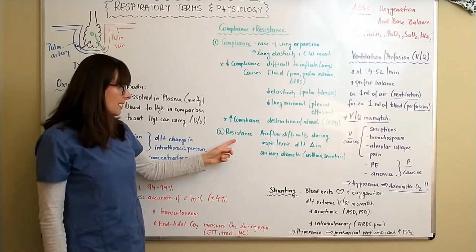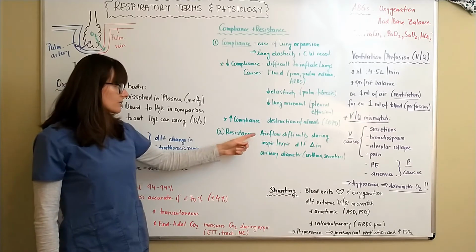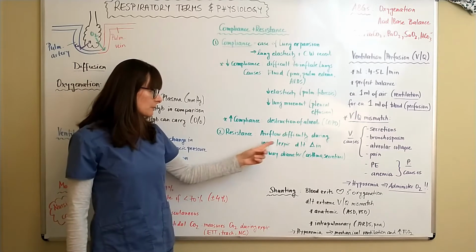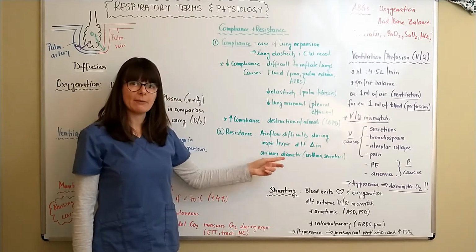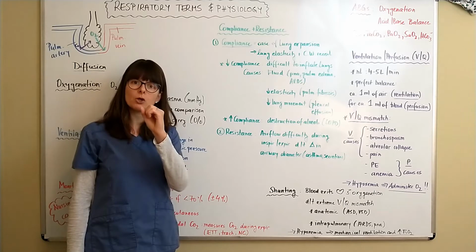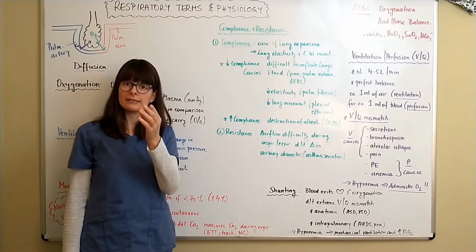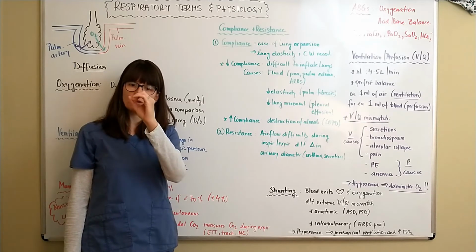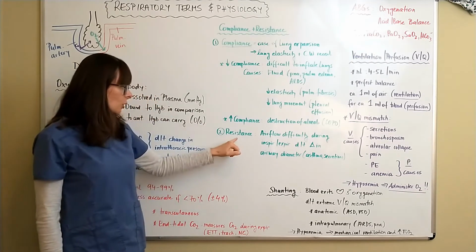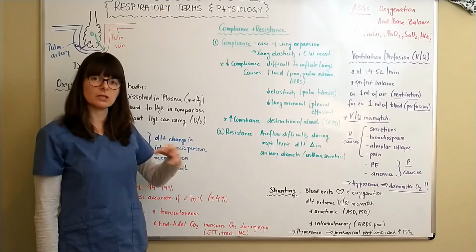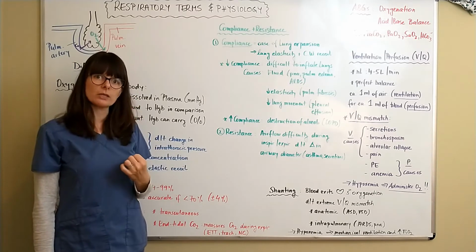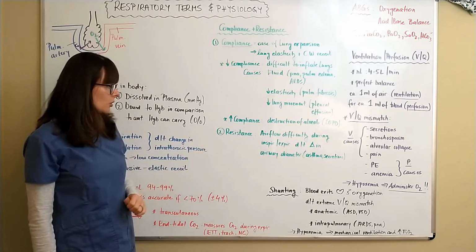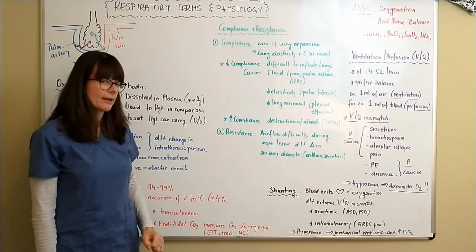So resistance is when there is airflow difficulty during inspiration and expiration due to a change in airway diameter. So this is when we think about bronchoconstriction, when, for example, in asthma patients, all this inflammation makes the airways constricted and then causes a problem with resistance. So then there's more resistance and more force needed to get the air into the lungs, and that can cause some problems here because of that airway diameter.